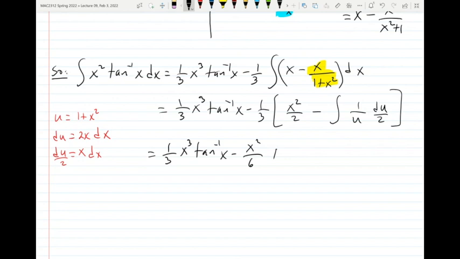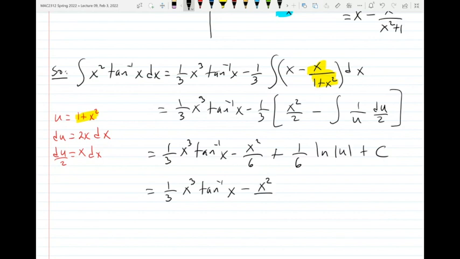So minus x squared over 6, then plus, I'm distributing the negative 1 over 3. I'm going to pull out the 1/2, so it gives me a 1 over 6, that's 1 over 3 times 1/2. And the integral of 1 over u is ln of the absolute value of u. And always remember plus c. Now I'm going to put u back, but because u is 1 plus x squared, that's always positive, so I don't really need the absolute value. So minus 1 over 6 x squared, it looks nicer, plus 1 over 6 ln of x squared plus 1.